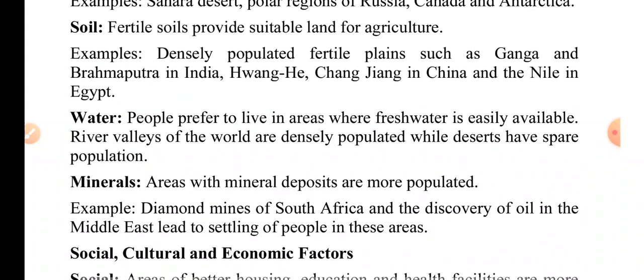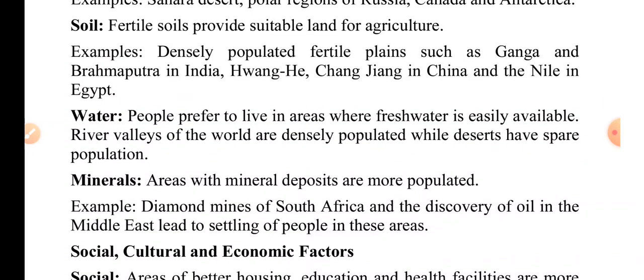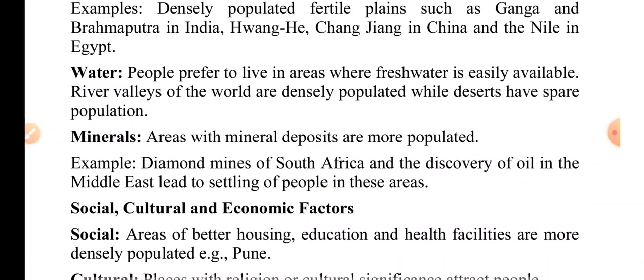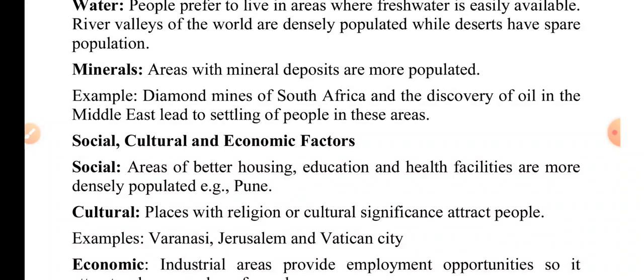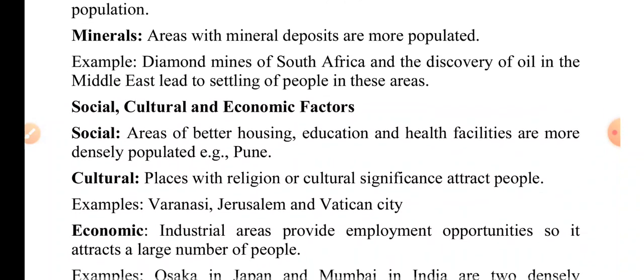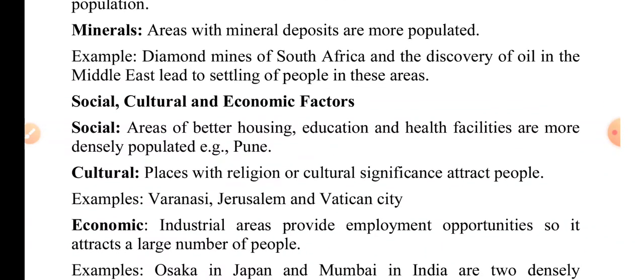And water. People prefer to live in areas where fresh water is easily available. River valleys of the world are densely populated while deserts have sparse populations. And minerals. Areas with mineral deposits are more populated. Example: the diamond mines of South Africa and the discovery of oil in the Middle East led to the settling of people in these areas. And here come social, cultural, and economic factors.